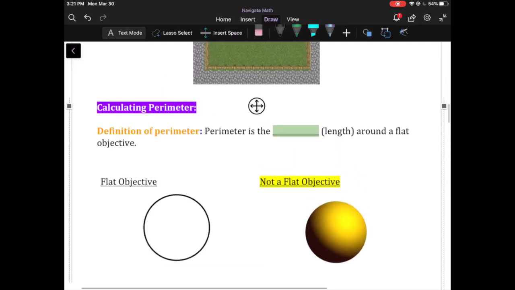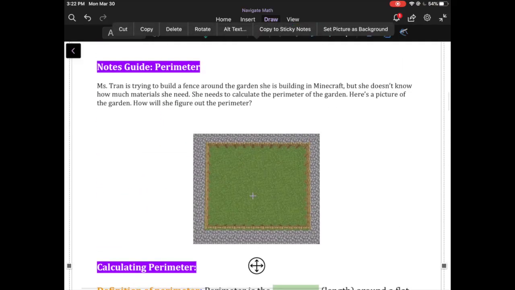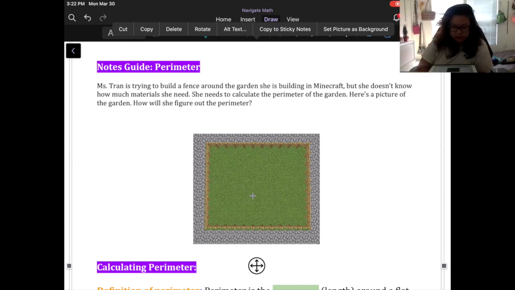Okay. If we're back at our notes, this is what it's saying. So Miss Chan is trying to build a fence around the garden that she is building in Minecraft, but she doesn't know how much materials she needs. She needs to calculate the perimeter of the garden. Here's a picture of the garden. How will she figure out the perimeter?